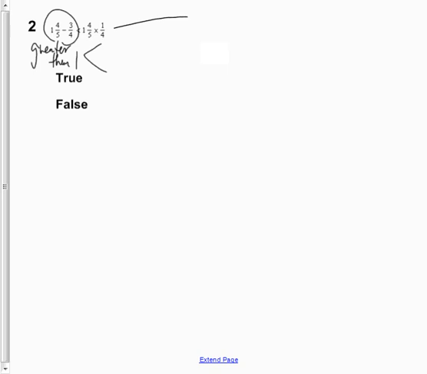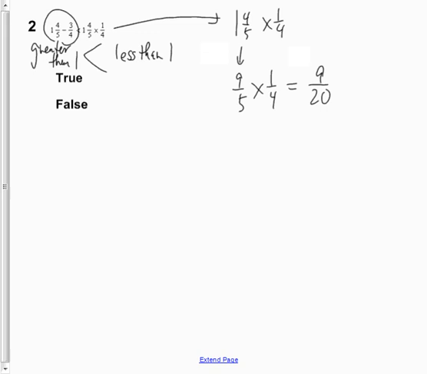So I'm going to actually work out this part of it. So 1 4/5 times 1/4. A whole bunch of different ways you can do it. The easiest way is to change this to improper, which is 9/5 times 1/4, which would be 9/20, which as an answer is less than 1. So is something that's greater than 1 going to be less than something that's less than 1? No. So the answer is false.